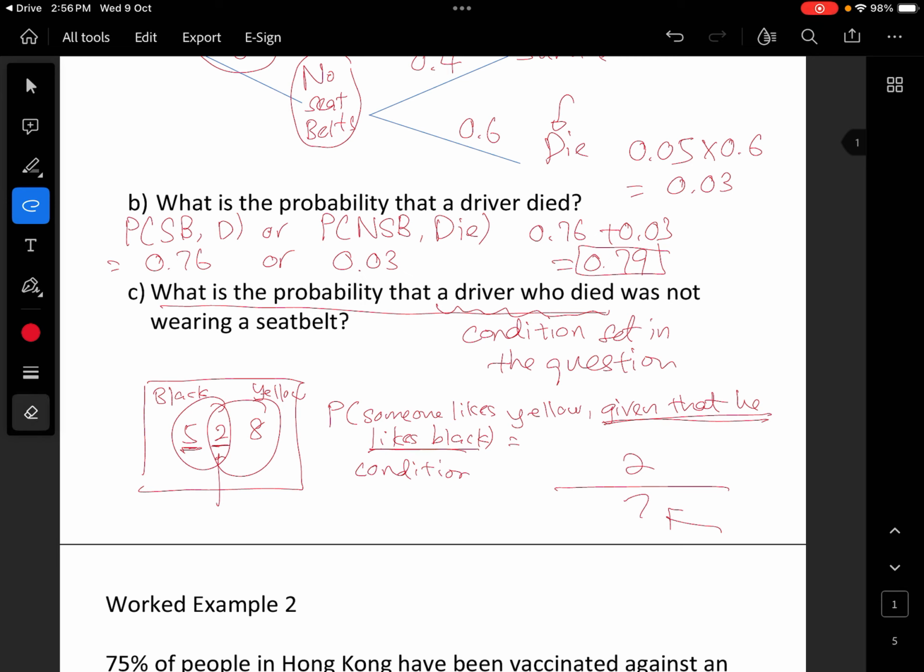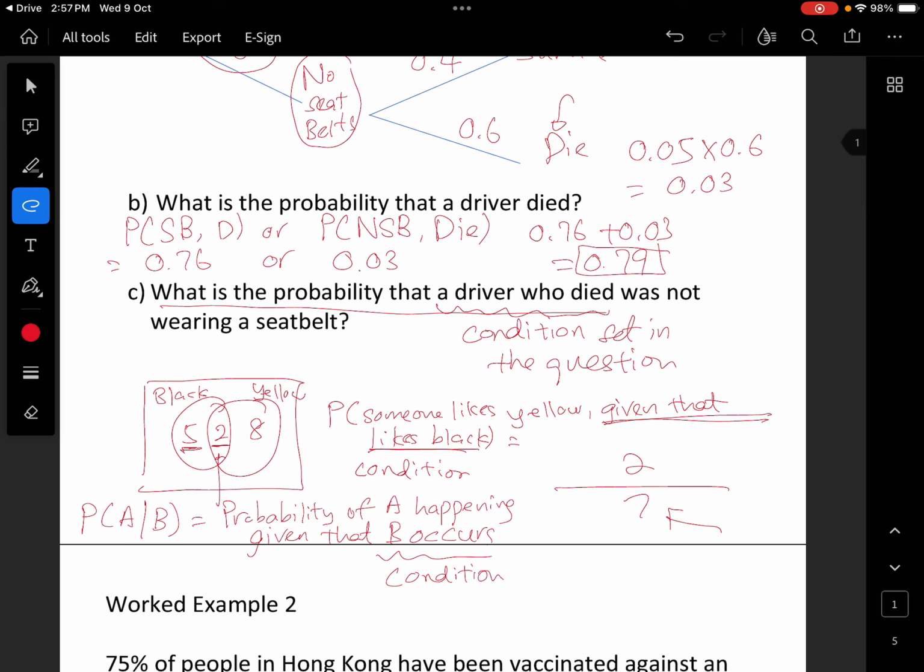Now, I'm going to go back to this question again. Maybe I just want to add something. If we start to use some notation, a conditional probability in notation form means: what is the probability of A happening given that B occurs? So this one is the condition.